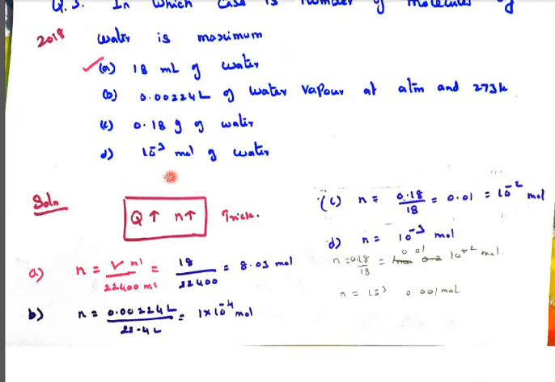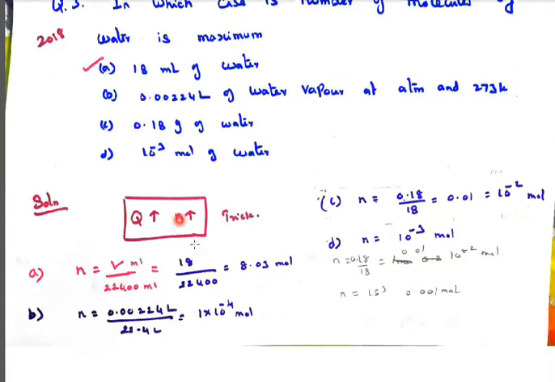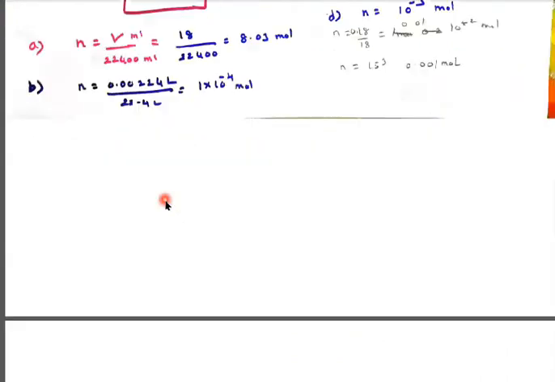Then the last option, they have already given 10 to the power of minus 3 mole of water. So here 10 to the power of minus 2, here 10 to the power of minus 3, here 10 to the power of minus 4. Only here we are getting water 8.03 moles. So the maximum number of molecules is present in the first option, because if the number of moles increases, the quantity also increases. It's a very good trick to remember.